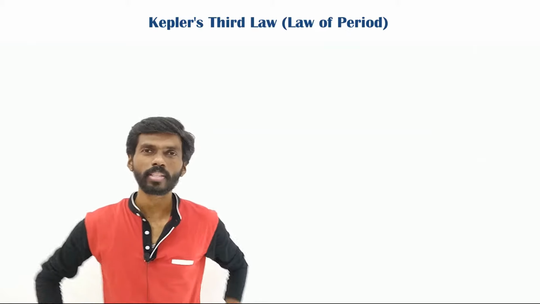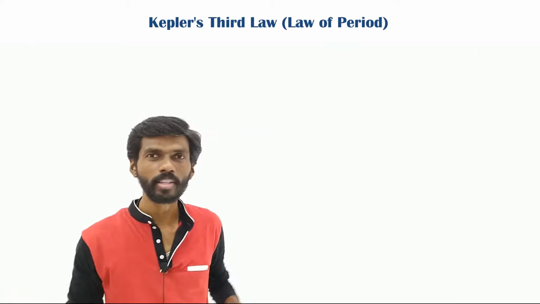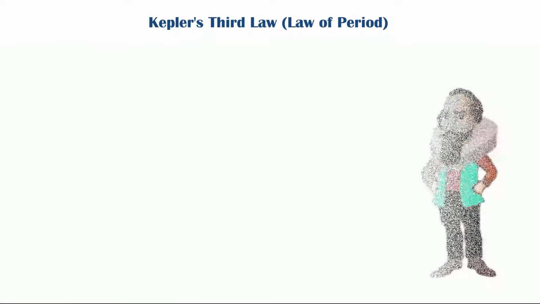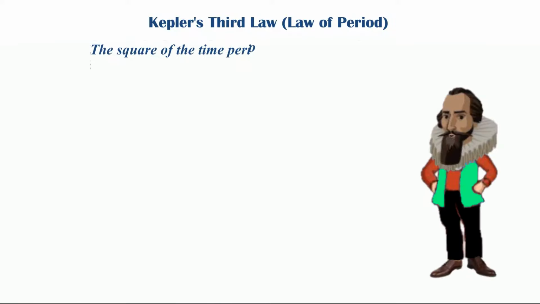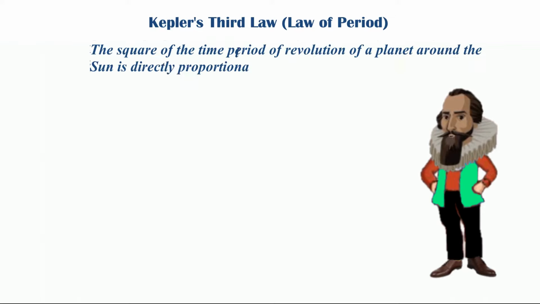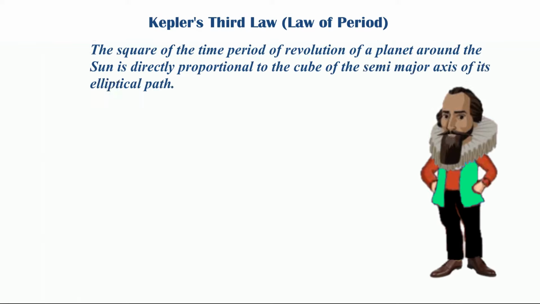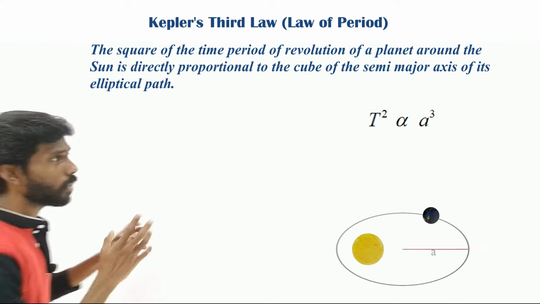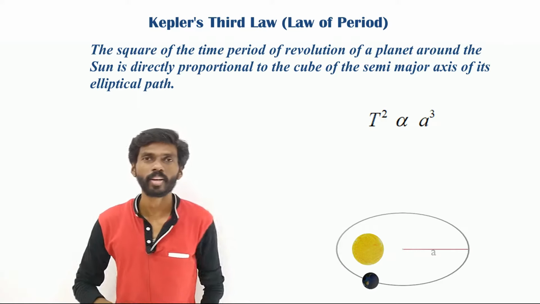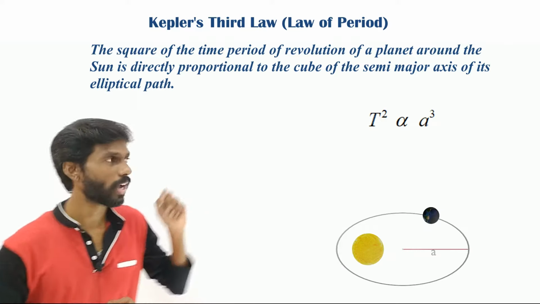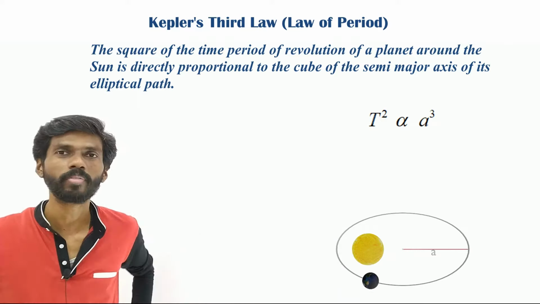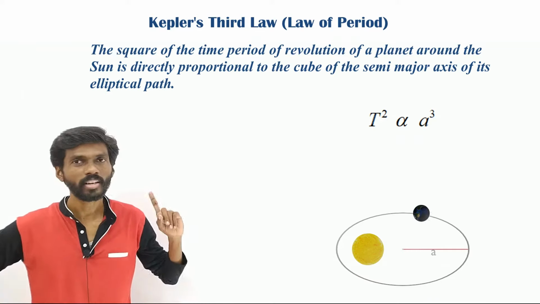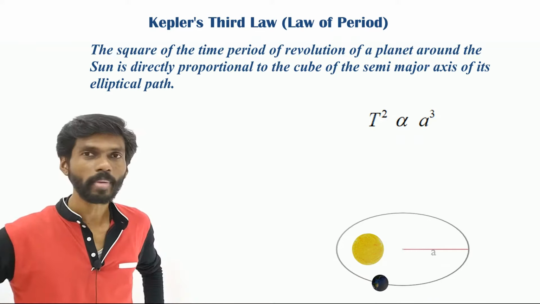So the next one is Kepler's third law, which is also called the law of periods. So that is given by: the square of the time period of revolution of a planet around the Sun is directly proportional to the cube of the semi-major axis of its elliptical path. So you can easily relate it with the time period in a circular orbit, right? So there we had the square of the time period is proportional to the cube of the orbital radius. So r there is replaced here with the semi-major axis a.